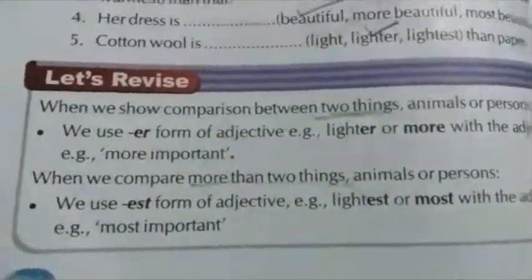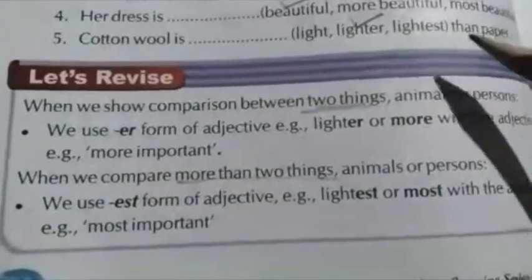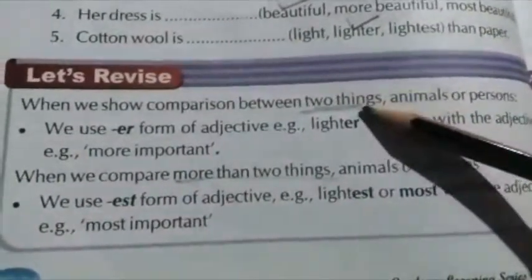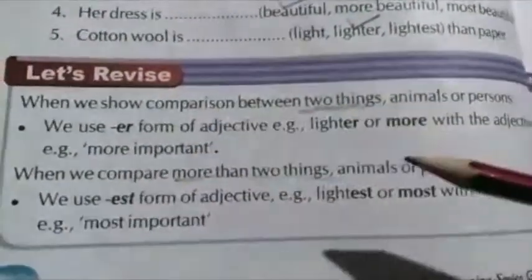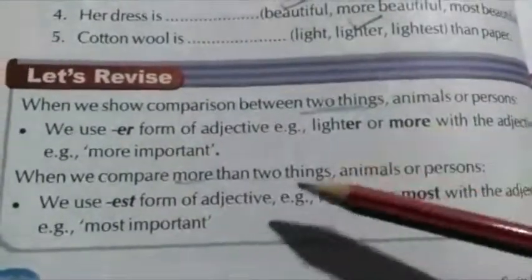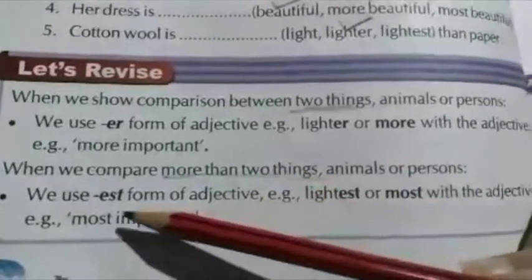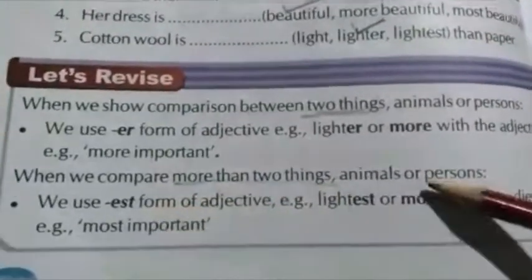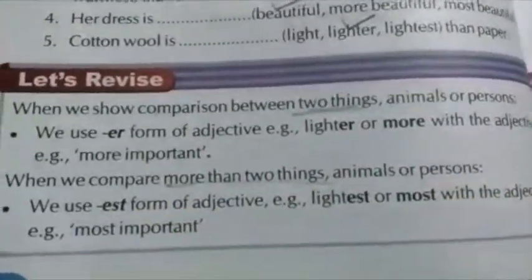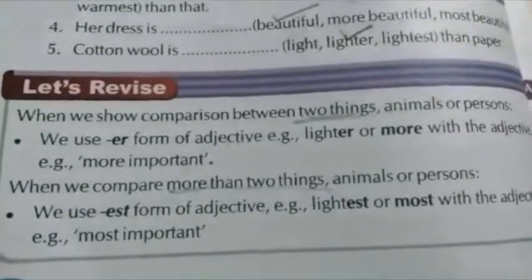Clear? Only two things you need to remember. When you are comparing between two things, you use er and the word more before the adjective. And when we are comparing more than two things, animals or persons, you use the est form of the adjective and most before the adjective. Clear? You understood? Okay.